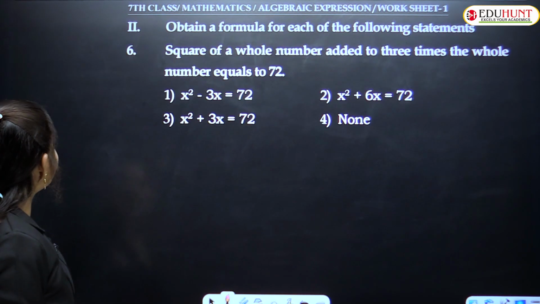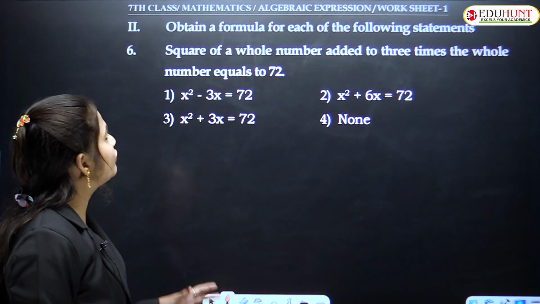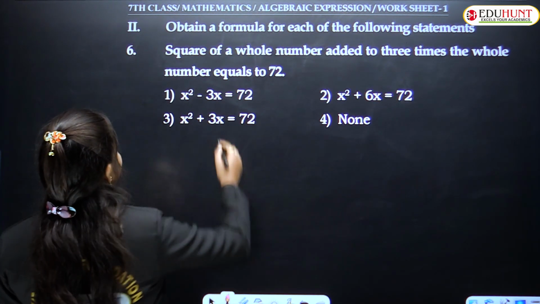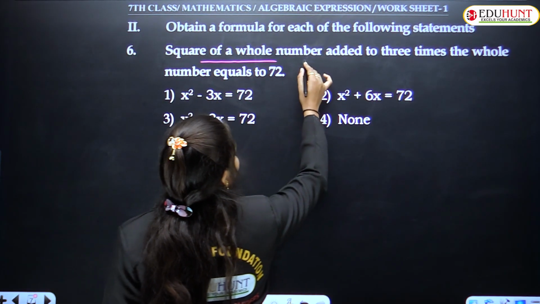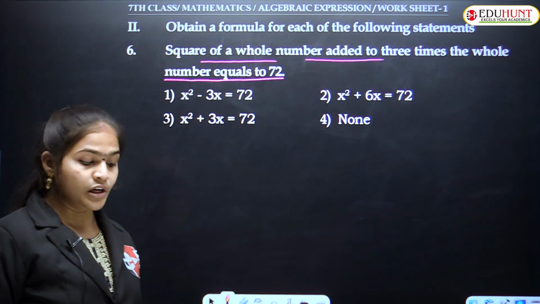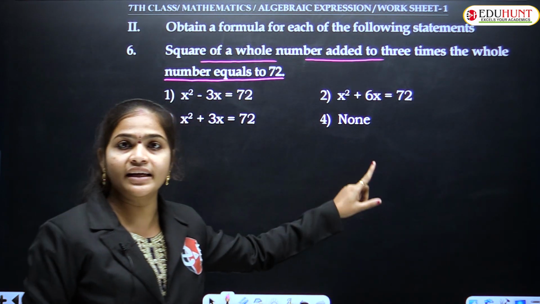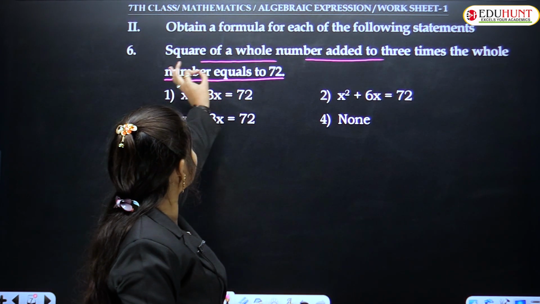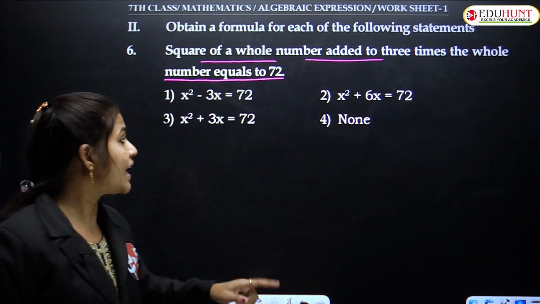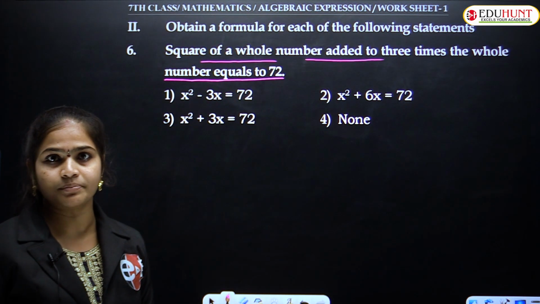Next, the sixth one, see here. Obtain a formula for each of the following statements. Square of a whole number added to 3 times the whole number equals 72. Children, previously the variable was given, but here the variable is not given; they just say the square of a whole number. That whole number we can take as any variable, but the options are in terms of the x variable.